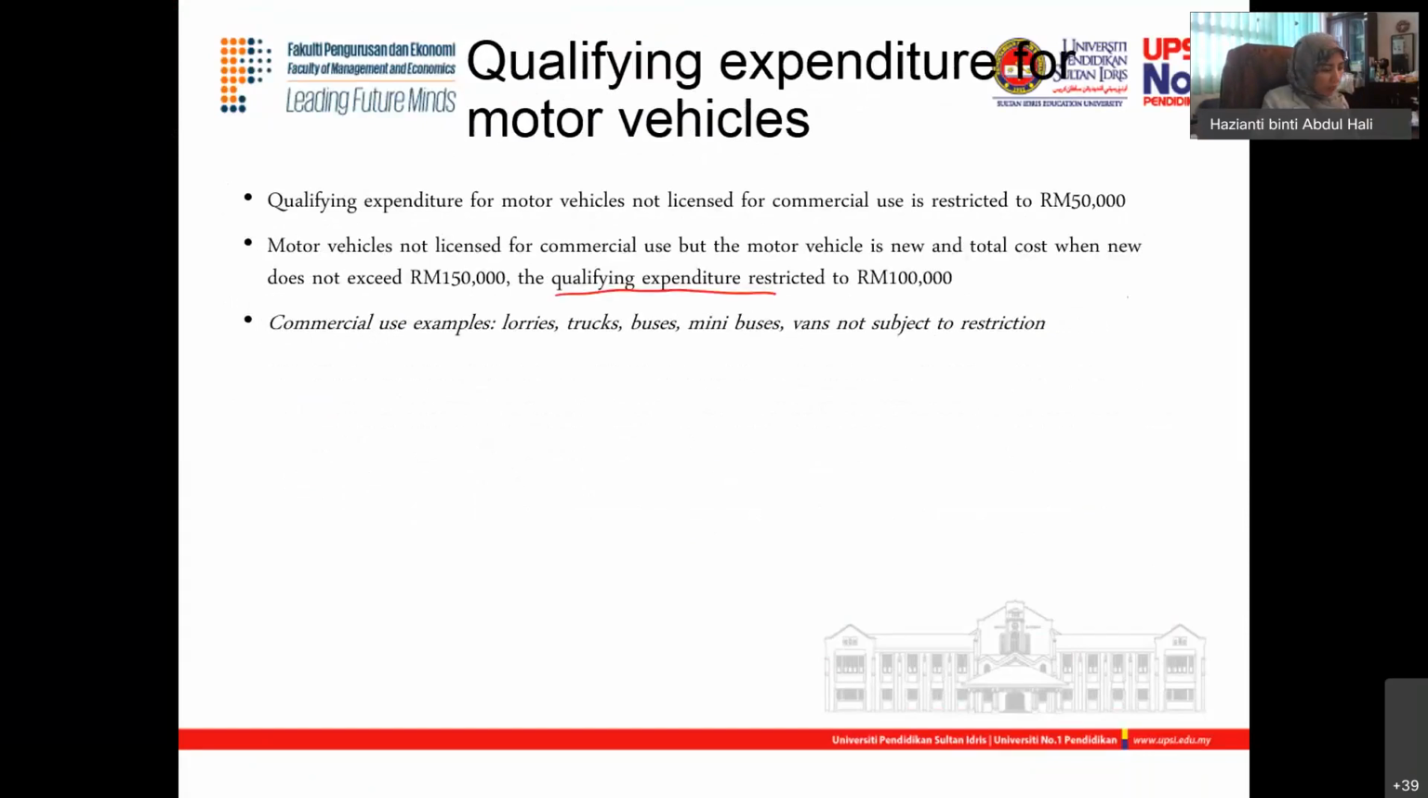So motor vehicle ni qualifying expenditure untuk motor vehicles not licensed for commercial use, which means dia untuk personal use. So qualifying expenditure for personal use ni not restricted to 50,000. Tapi kalau not licensed for commercial use, tapi the vehicle is new and the total cost when new does not exceed 150,000, the qualifying expenditure is restricted to 100,000. Okay, so these are the example of motor vehicle.